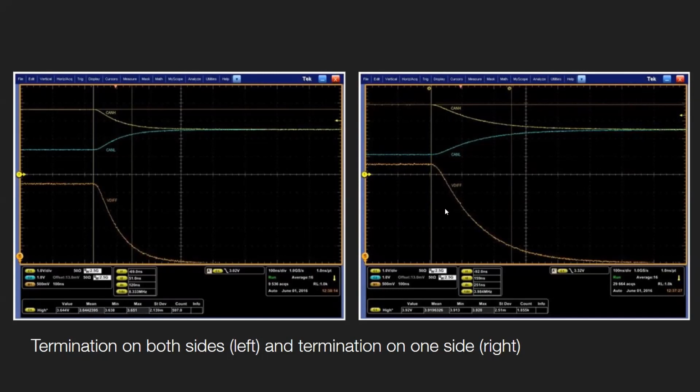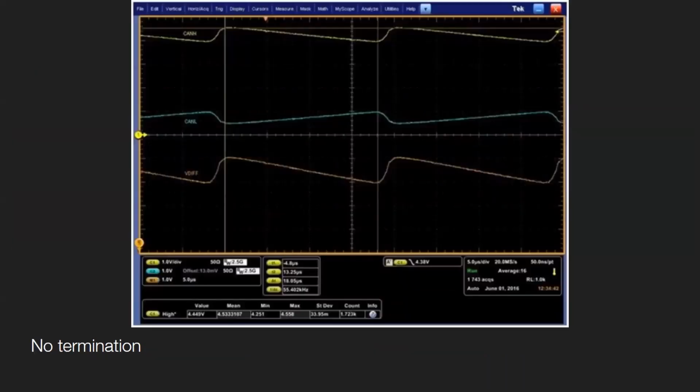The right diagram here shows when one of the terminations is removed, and what happens is that the signals decay more slowly. This will reduce the speed at which communication can happen. It is very important to have termination though, because if you completely remove all termination, you'll get waveforms like this, where there's lots of reflections and a very slow decay, which will prevent you from communicating effectively.